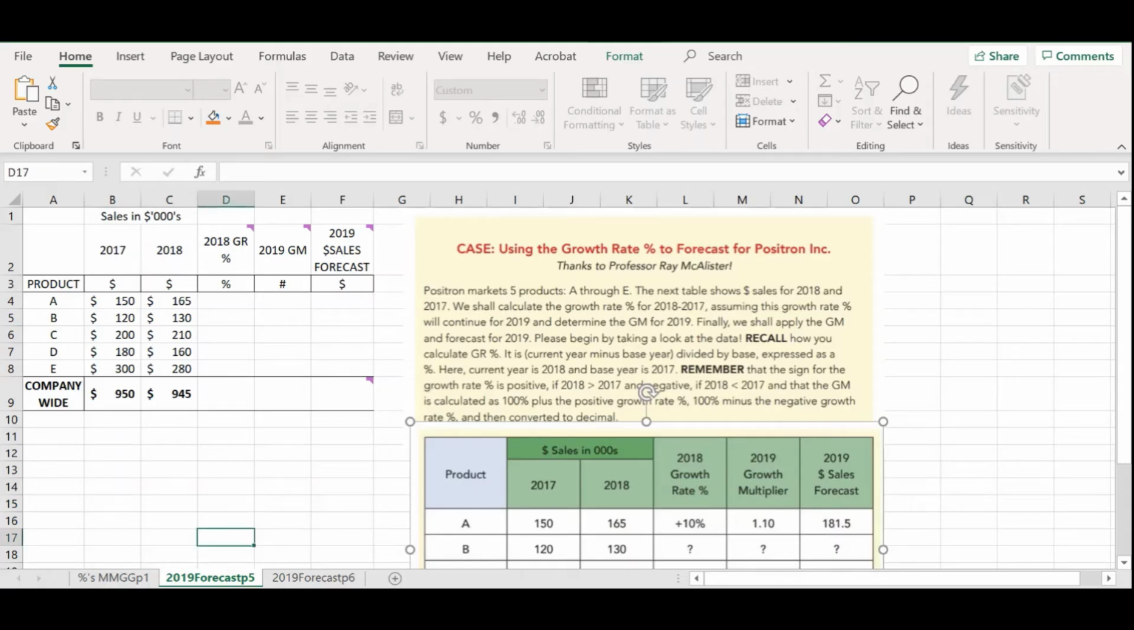Hi everyone, this is Dr. Tina Mims, and we're going to calculate the growth rate percentage to forecast sales for a company called Positron Inc.